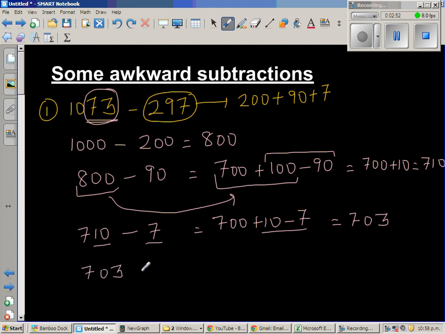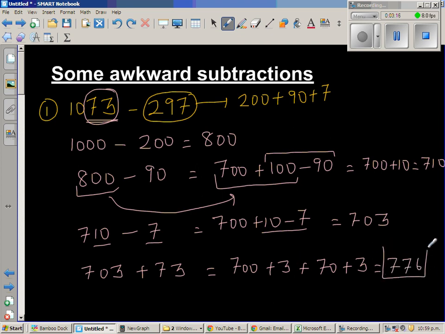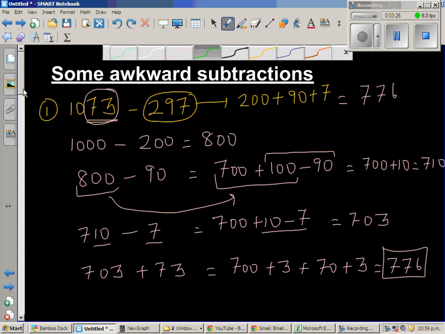This is 703 plus 73, which I'm going to split as 700 plus 3 plus 70 plus 3. I'm trying to explain in different ways. So this is 770, and 3 and 3 is 6. This is 776, so the answer here is 776. Now I want to check whether what I have done is right or wrong.